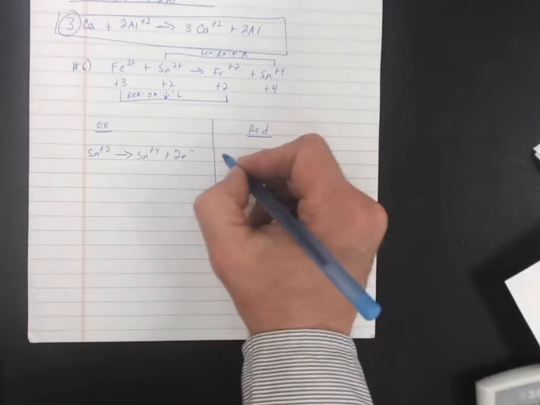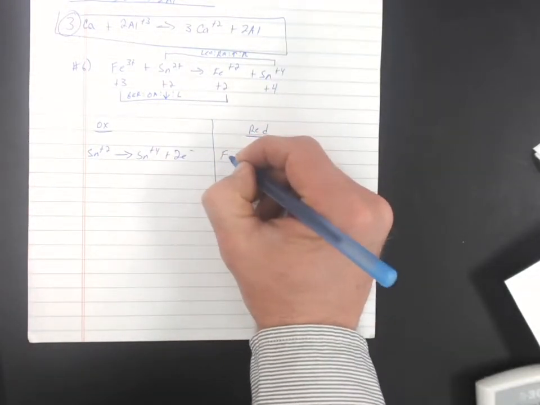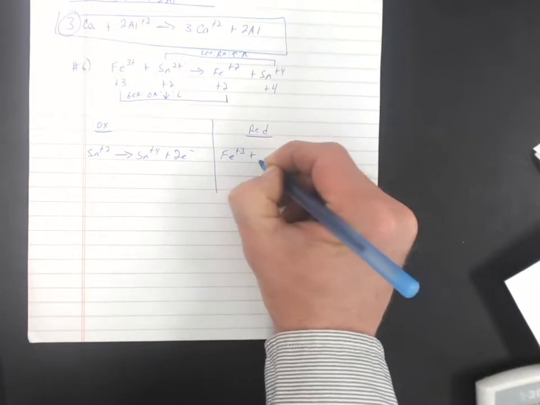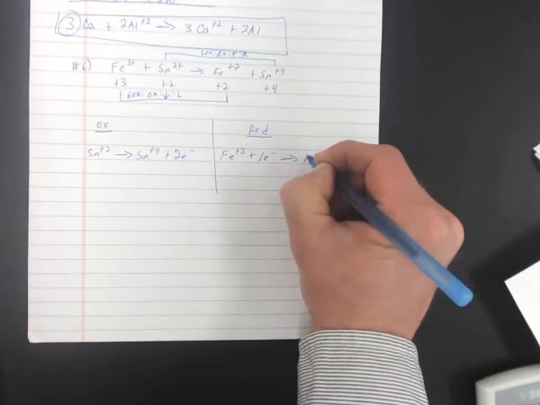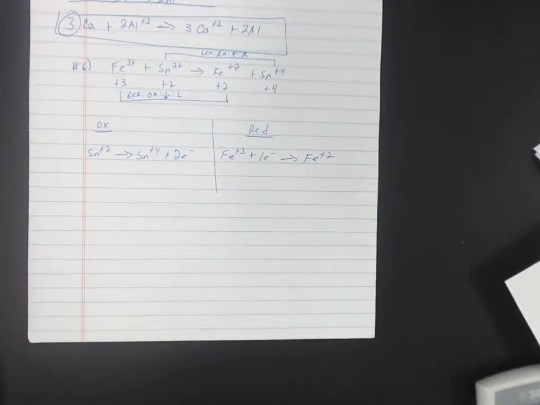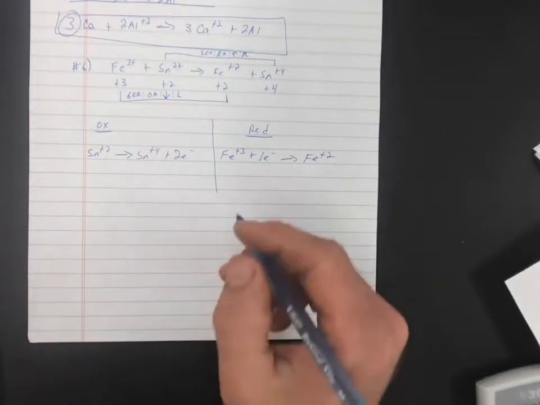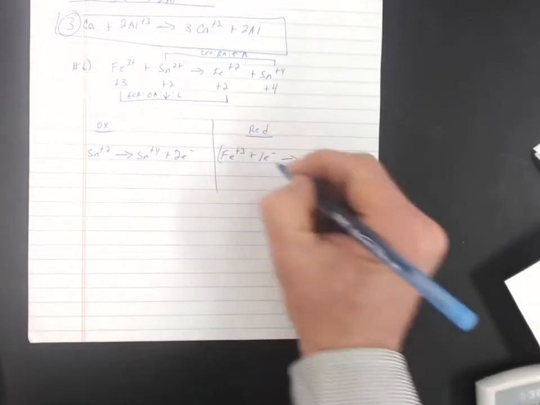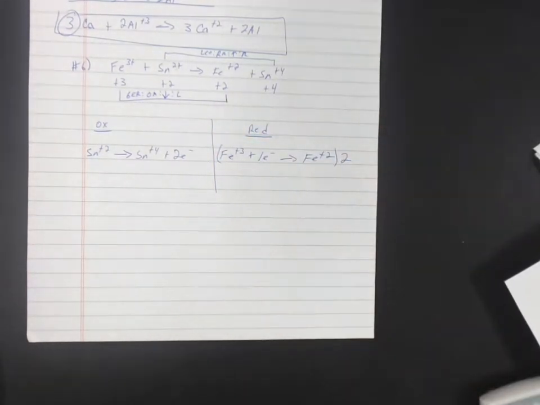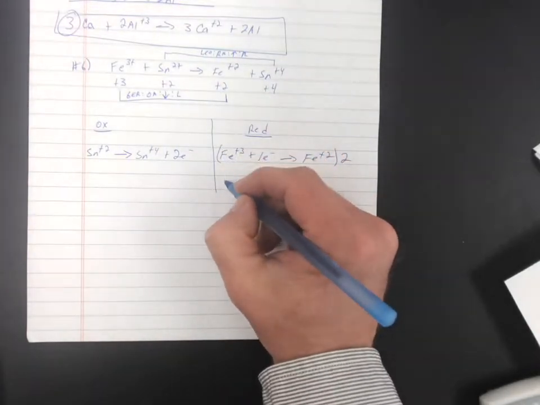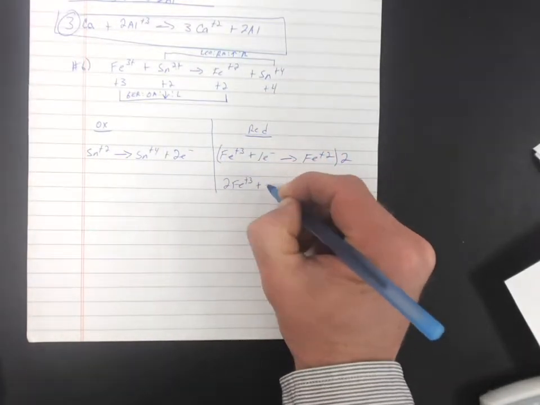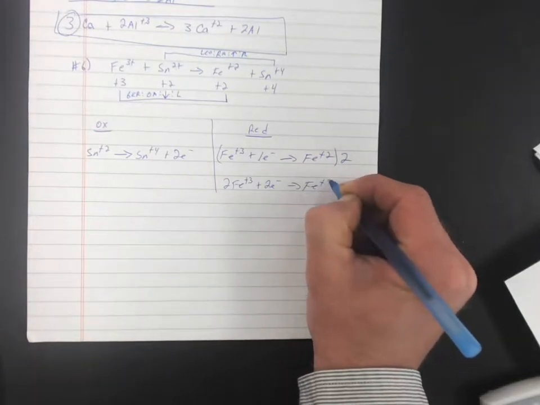Kaylee, can you do our reduction? Fe plus 3 plus 1 electron yields Fe plus 2. Great job. Zoe, what do we do from here? You're going to multiply the Fe side by 2. Very good. We need to multiply the Fe side by 2. What's the reason for that? Yeah, we need a match of electrons lost and gained. So we get 2 Fe plus 3 plus 2 electrons yields 2 Fe plus 2.